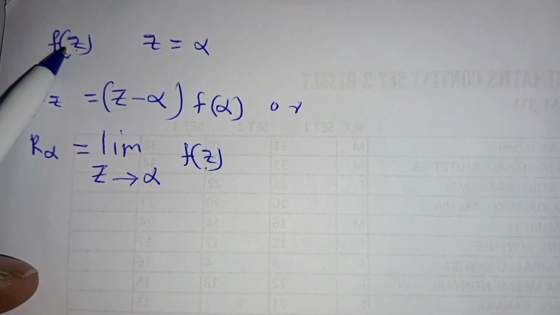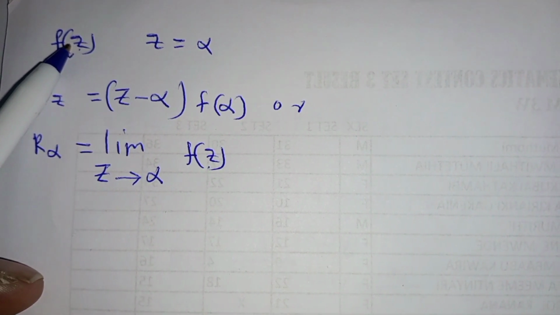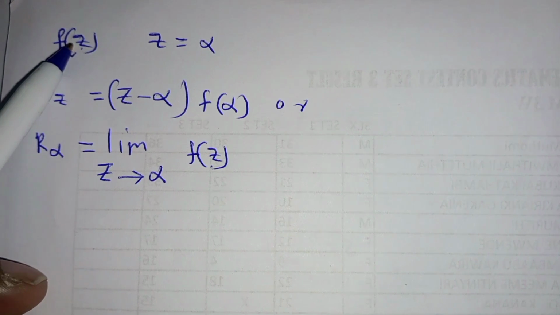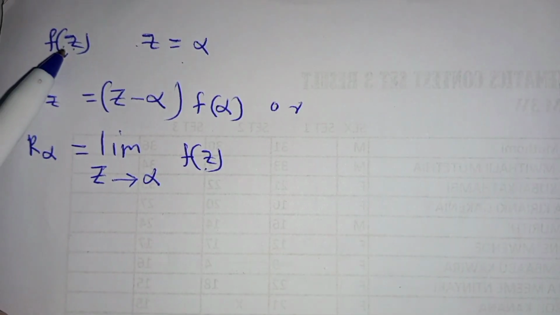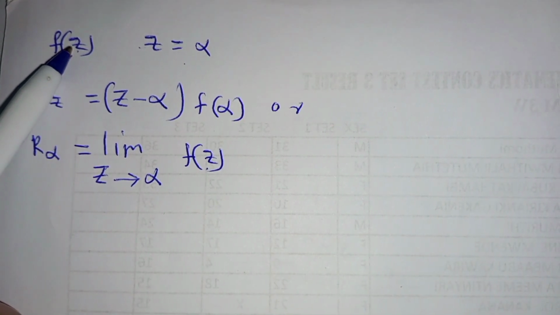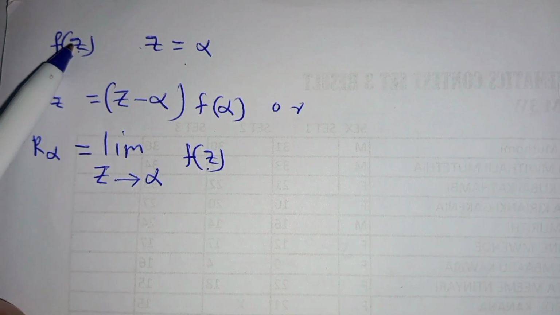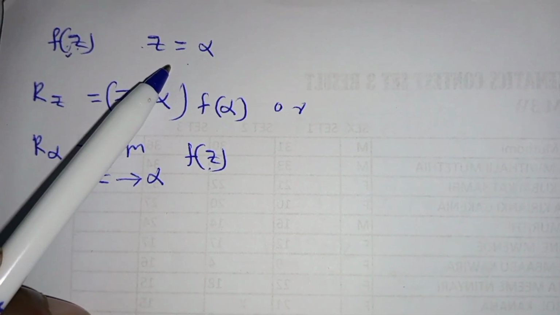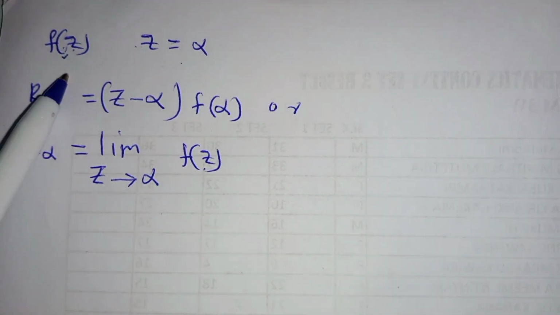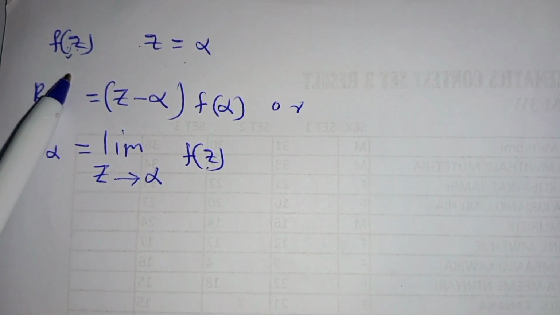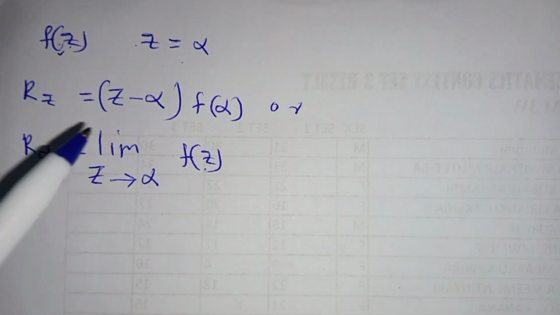So we let f of z be defined everywhere except at a simple pole z is equal to alpha. We are letting our function f of z, where z is a complex number, be defined everywhere except at a simple pole, which is z is equal to alpha. Then the residue of f of z at z is equal to alpha is given by this function.